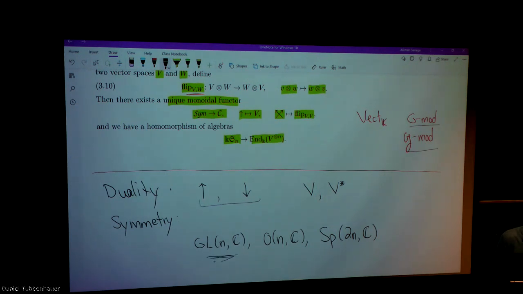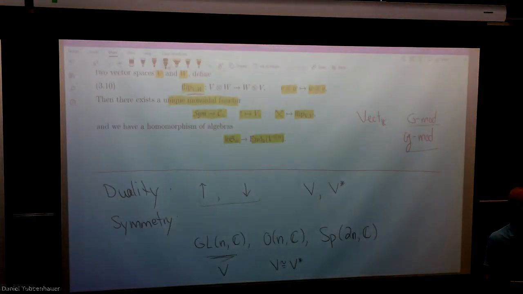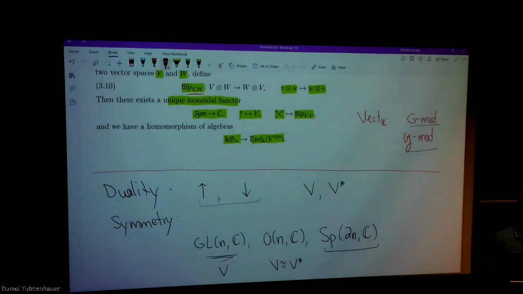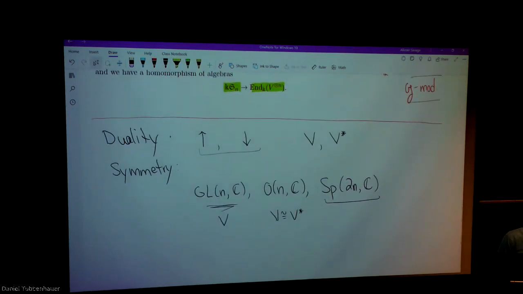So for the general linear group, the natural module is not dual to itself. Whereas for the orthogonal group, the natural module is dual to itself. Because by definition, your orthogonal group preserves a non-degenerate bilinear form, and that precisely gives the isomorphism of the object with its dual. And same thing for the symplectic group. Right? So we'll see that these various choices of how duality can interplay with symmetry will lead us to these various definitions of universal categories. So that will sort of occupy the next two lectures.